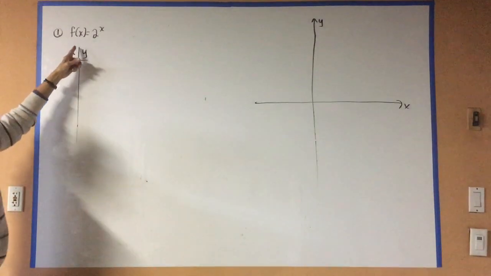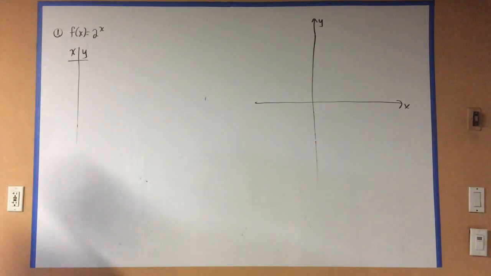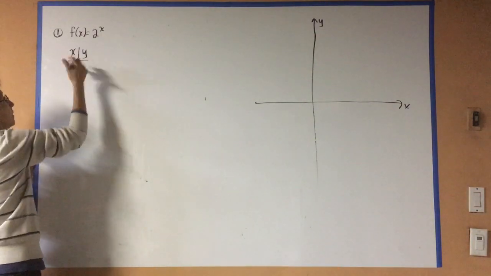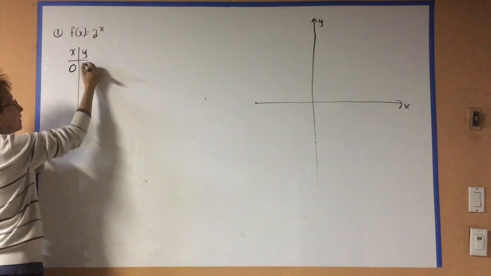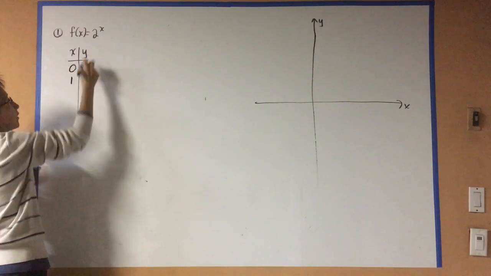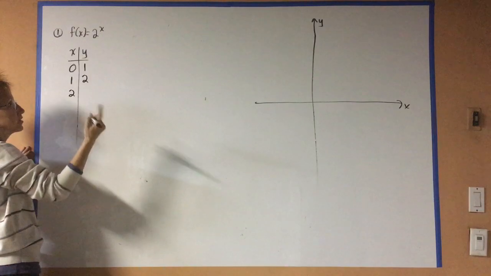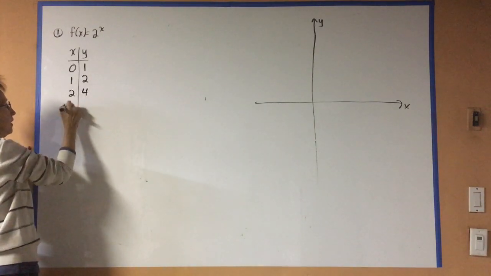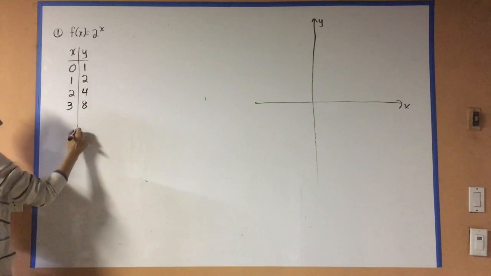So in terms of this, if I just start picking some values here, I could pick x as 0. 2 to the 0 power would give me 1. When x is 1, 2 to the first power would give me 2. When x is 2, 2 to the second power, that's 2 squared, which gives me 4. When x is 3, 2 cubed would give me 8.